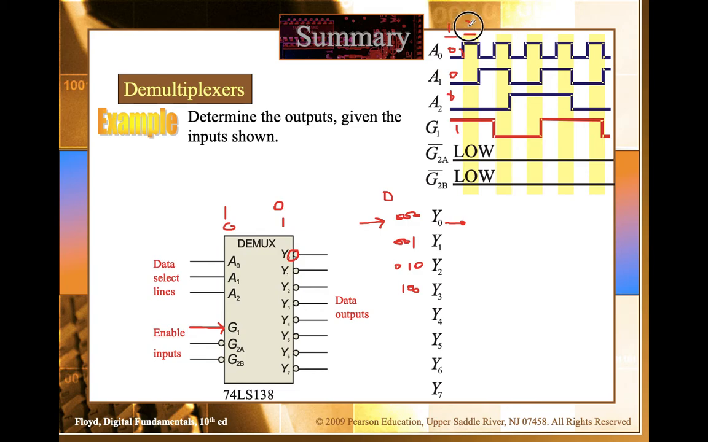This is the next clock cycle, the second clock cycle. Now in the second clock cycle, what is my select line saying? The select line is saying 1, 0 and 0, so basically 0, 0, 1. Where is 0, 0, 1? Y1. So that means my output will be displayed on Y1. Okay, what will be displayed on Y1?